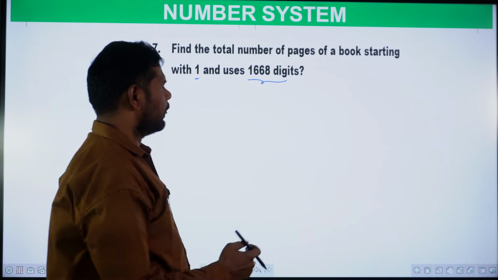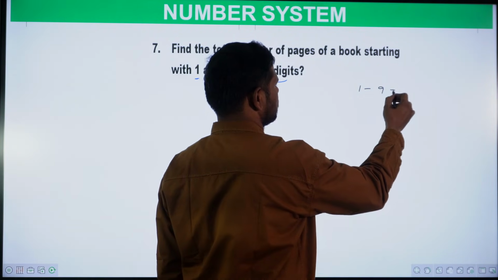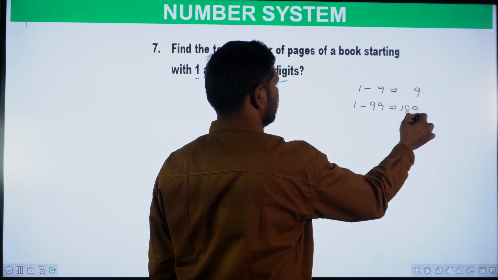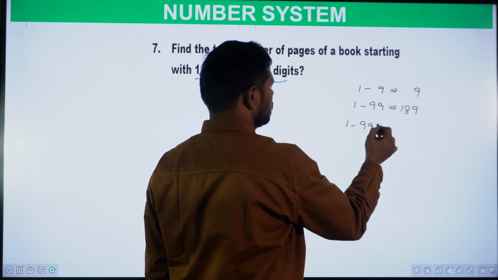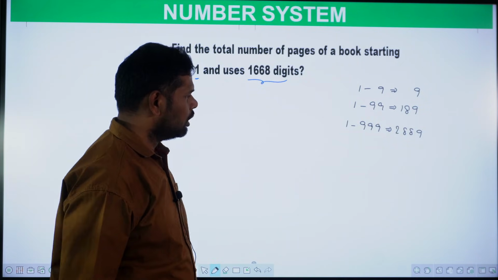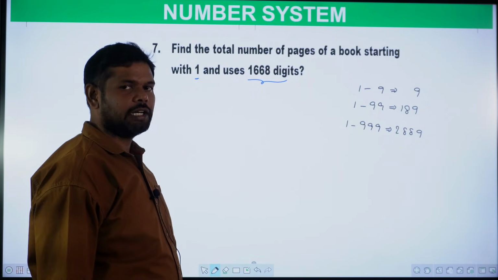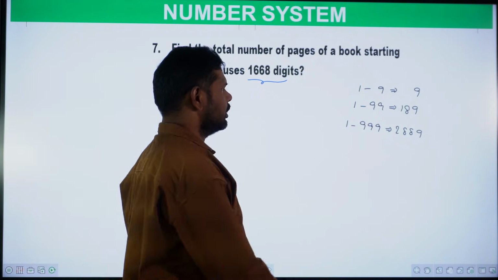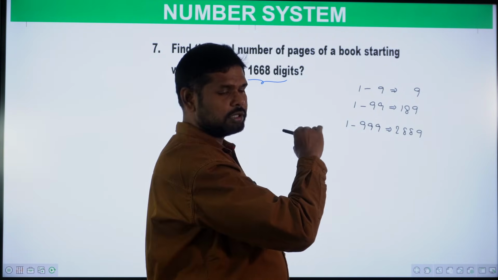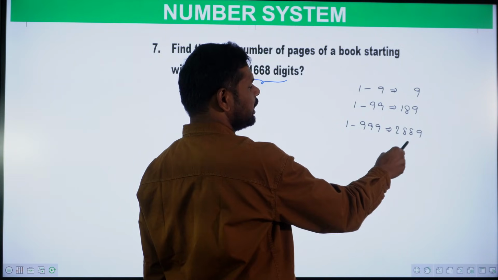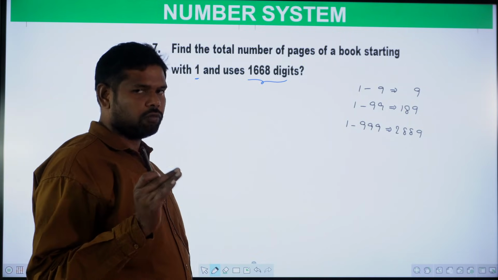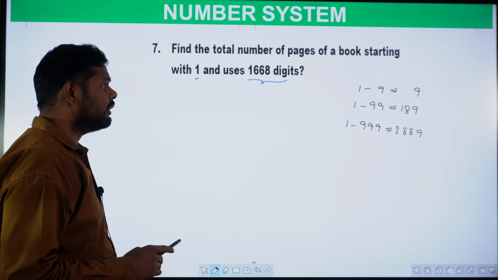Otherwise, we know that 1 to 9 has 9 digits, 1 to 99 has 189 digits as we discussed already, 1 to 999 has 2889 digits, and 1 to 9999 has 38,889. So if the total is greater than 9 and less than or equal to 189, the number ends in 2 digits. Greater than 189 and less than 2889 means the number ends in 3 digits. If it is greater than 2889, the number has 4 digits. Like that we divide and solve.